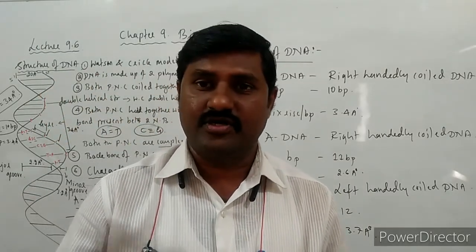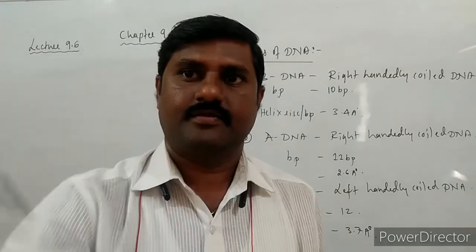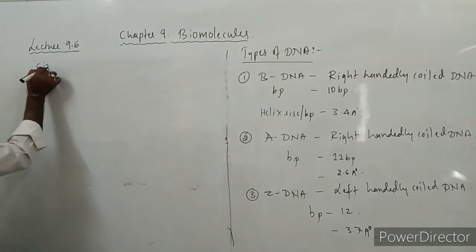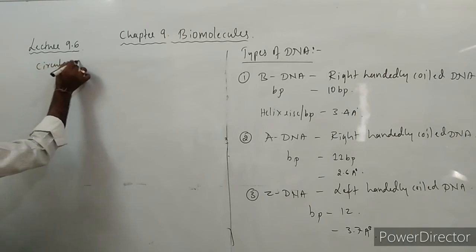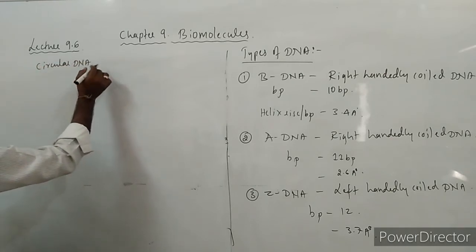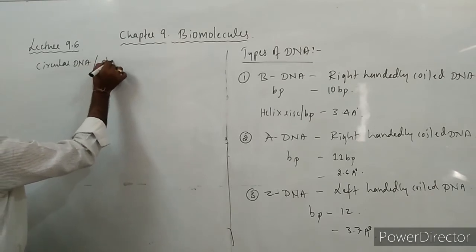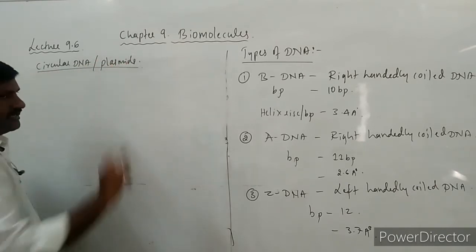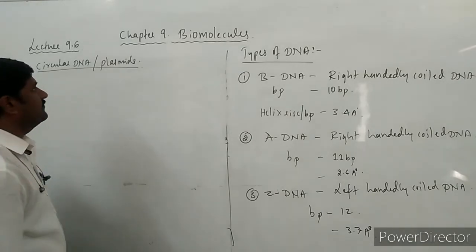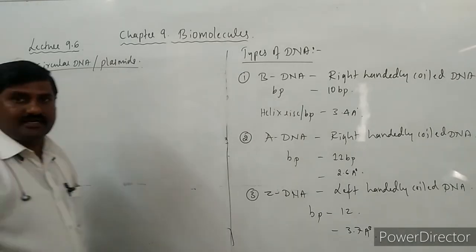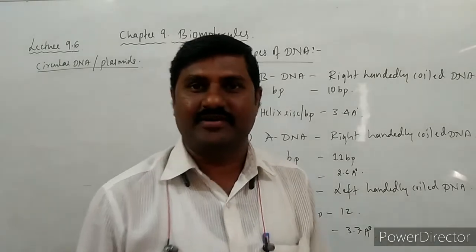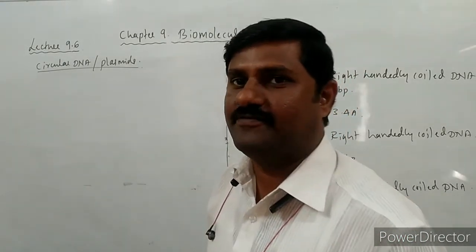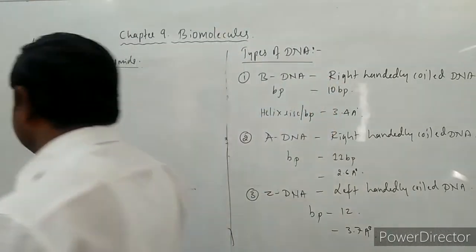Along with this, some more types of DNAs are there. Next one is circular DNA, that is plasmids. Plasmids are also a kind of DNA, extracellular and self-replicating. These circular DNAs are commonly known, and I have already told you many times during the study of the bacterial cell.